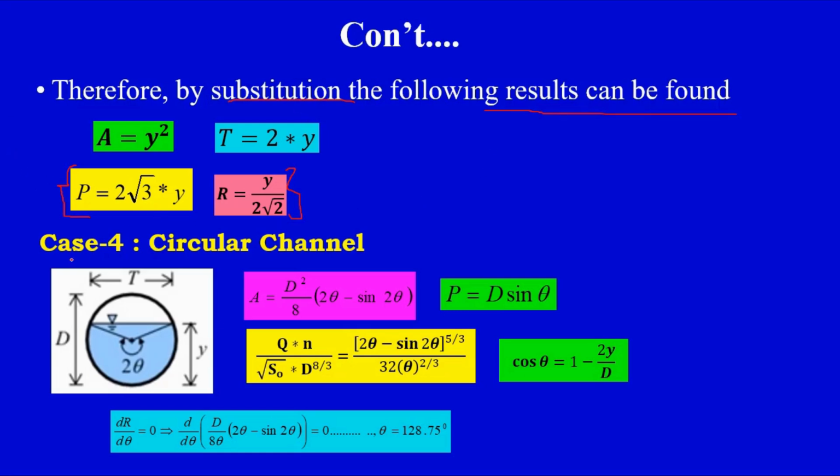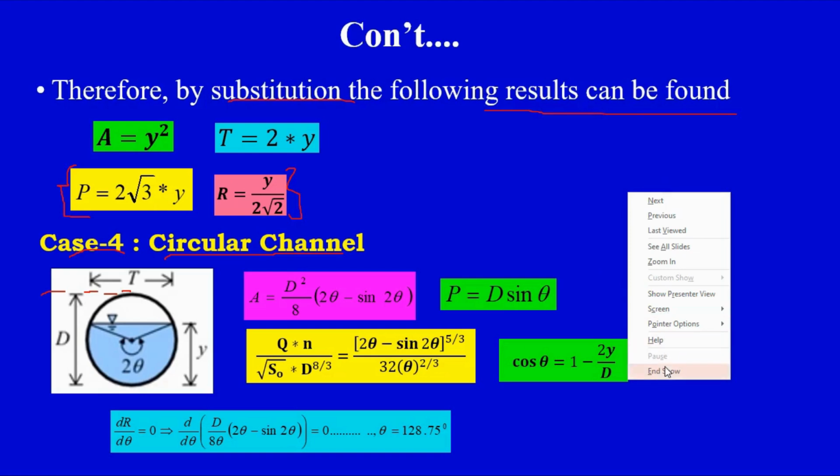You can find. Okay, case 4 is just a circular channel. For the circular channel, you have y depth, which is partially full, and diameter you have up to the crown level of the circular channel, d. Then we have area d square over 8 times 2 theta minus sine 2 theta, and also p is equal to d sine theta, and this is the general equation from the previous uniform flow equation, and cos theta is this one. So I hope the proof, let me show you with the other format.